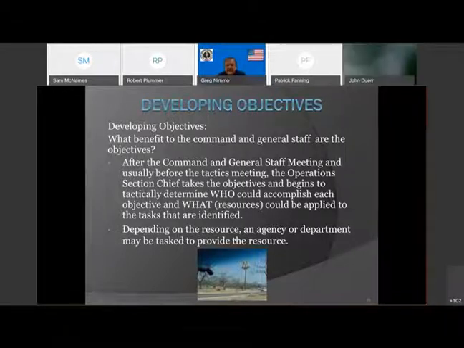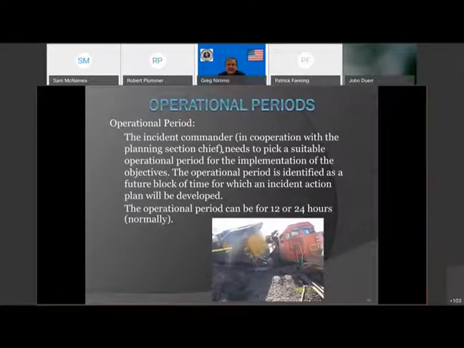Depending on the resource, one of the agencies you have on the scene may be tasked to provide that resource. And if you can't provide that resource with the agency on the scene, guess what? Maybe we need another agency on the scene. So it's one of those things where the objectives are driving this train as to who's going to be able to do something and what they're going to be able to do with the resources they can provide for us. Okay?